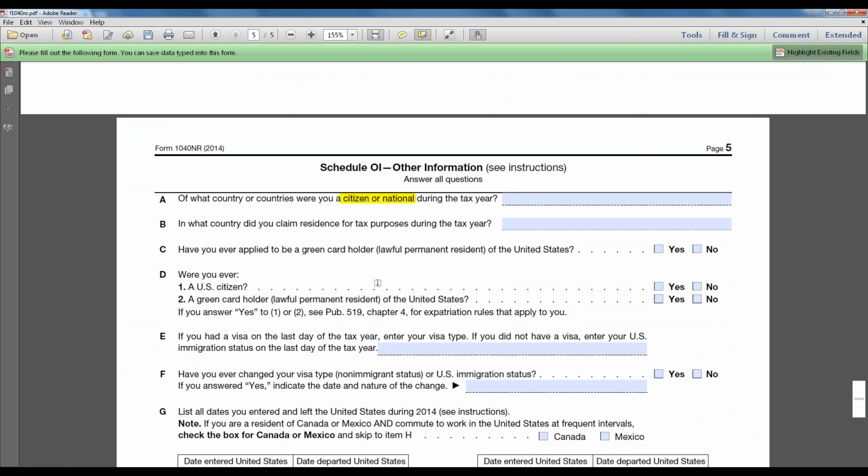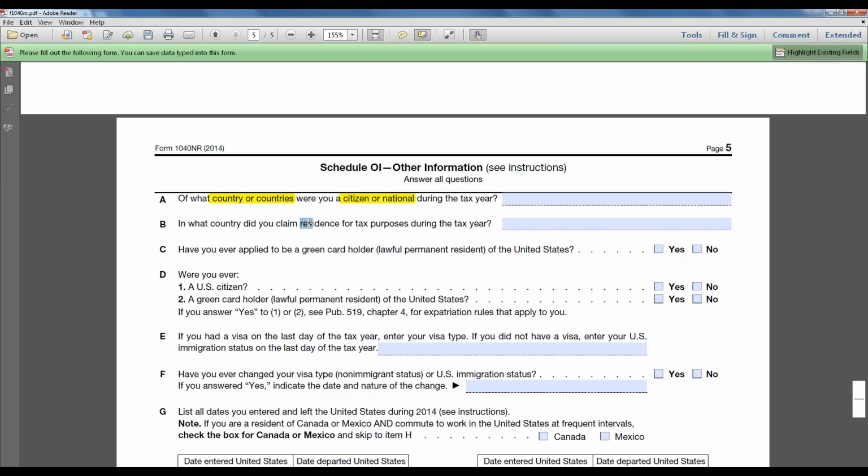National is an interesting concept. We don't too often have that in the United States. They do in other countries. That would mean that he's a tax resident of one nation, and he could really be a citizen of one country and a national of a different country. And that's why the IRS here has country or countries.